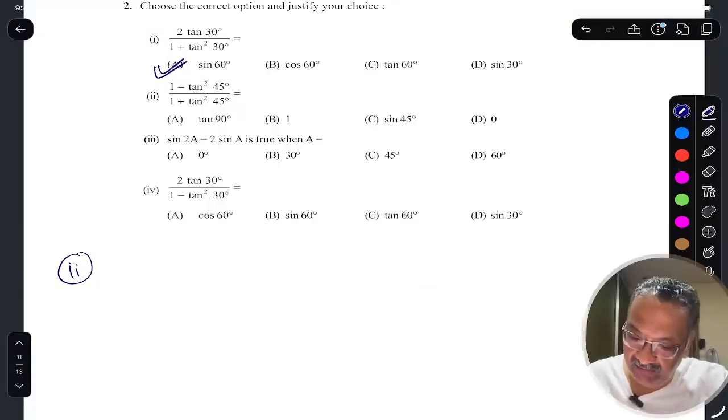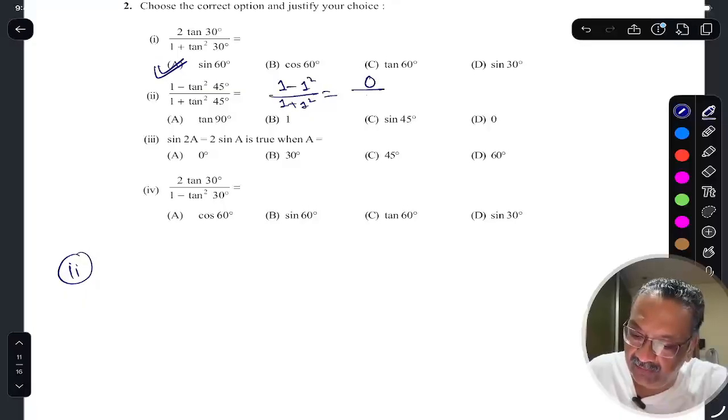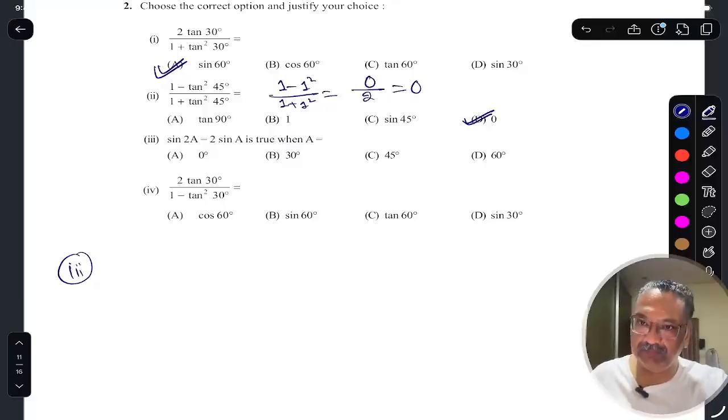Second one is very simple. Tan 45 is 1. So 1 square, it becomes 1 minus 1 square divided by 1 plus 1 square. So 1 minus 1 square is 0 divided by 2. So 0 divided by 2 is equal to 0. So the answer is D.